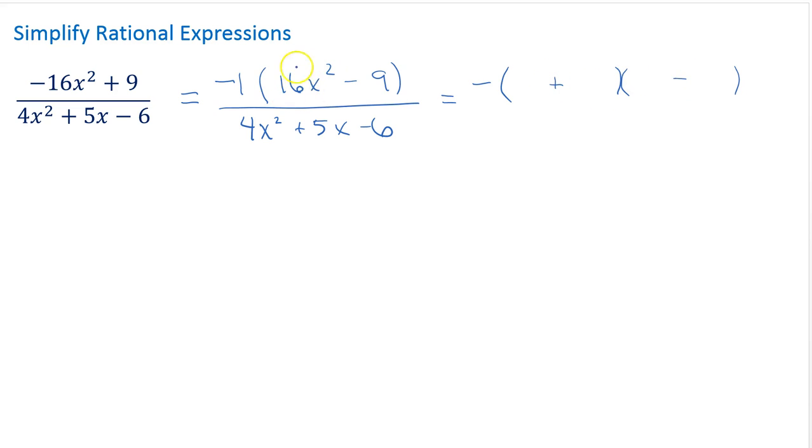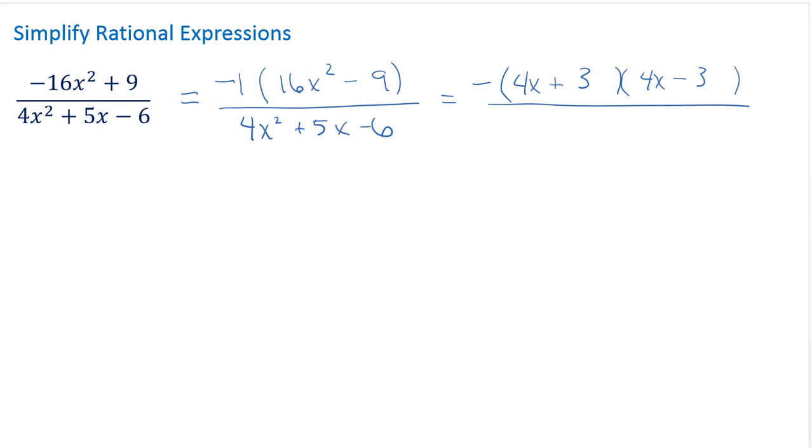And again, we mentioned the square root of 16x squared is 4x. Goes in the first position in each of these factors. And then the square root of 9 is 3, which goes in the second position of each of those factors. Now let's work on factoring the denominator.